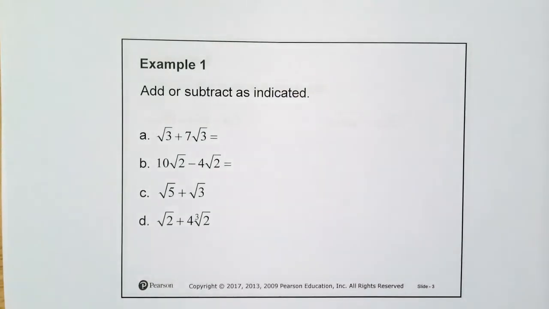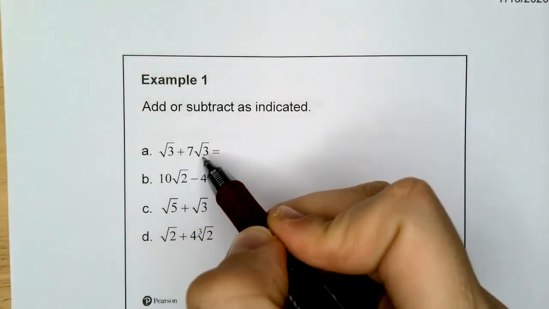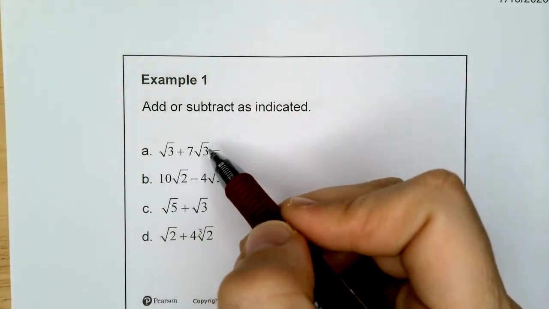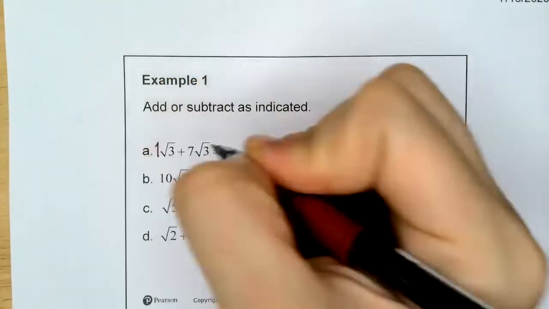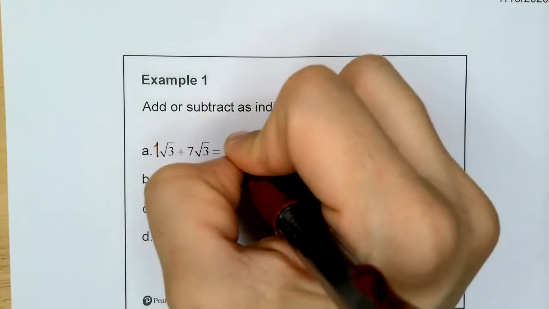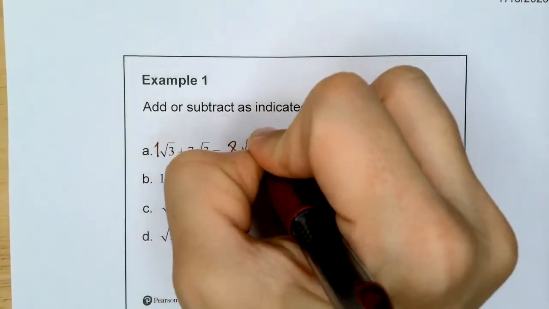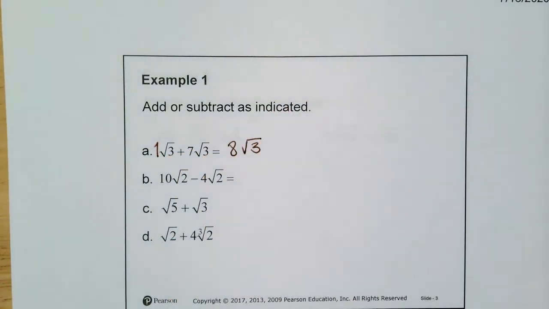Okay, so we will add or subtract as indicated. Again, these are an understood 2, so those are common. So we have an understood 1 square root of 3 plus 7 square root of 3. 1 and 7 makes 8, and then you leave the index and the radicand the same. Good.